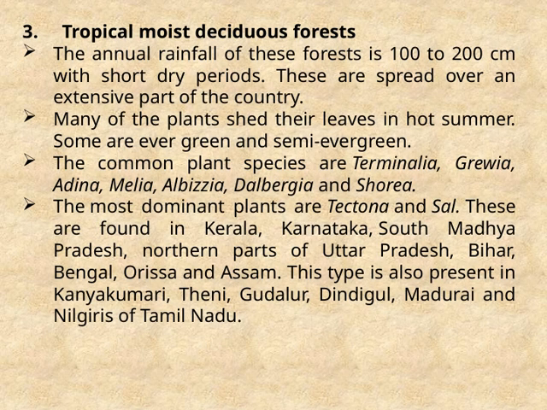Some of the common plant species you'll come across include Terminalia, Grewia, Adina, Melia, Albizia, Dalbergia, and Shorea. Among these, the most dominant are Tectona, which is better known as teak, and Sal, which is a type of hardwood. These forests are primarily found in states like Kerala, Karnataka, South Madhya Pradesh, northern Uttar Pradesh, Bihar, Bengal, Orissa, and Assam. You'll also find these forests in specific areas of Tamil Nadu, such as Kanyakumari, Theni, Gudalur, Dindigul, Madurai, and the Nilgiris. Overall, these forests play a crucial role in our ecosystem, supporting a rich diversity of plant life and contributing to the overall health of our environment.